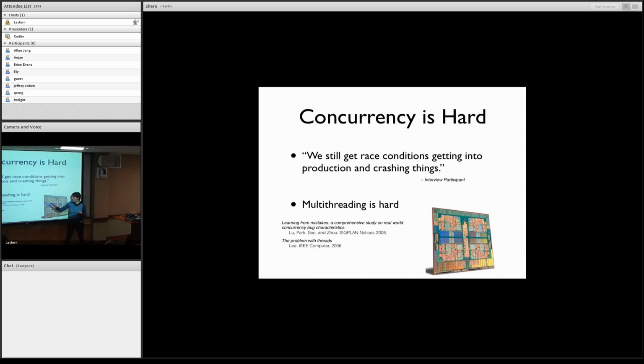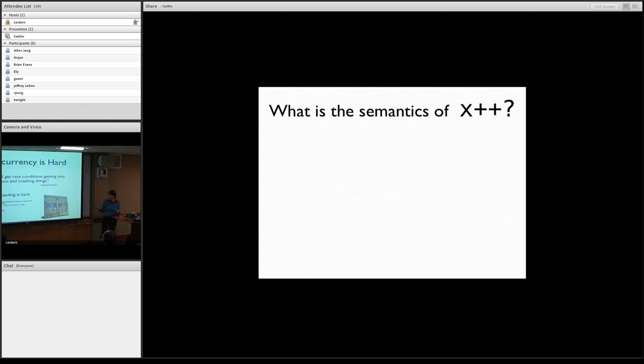And also, in this talk, I'm going to focus on multi-threading, which is also particularly difficult. I don't know if you guys have ever read any of these papers, but Edward E. Lee has a paper, The Problem with Threads, that is really interesting to read about how threads are difficult to reason about. So here's, in a nutshell, what is so difficult.